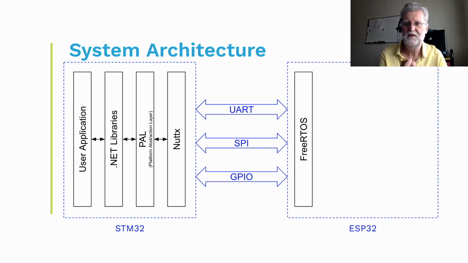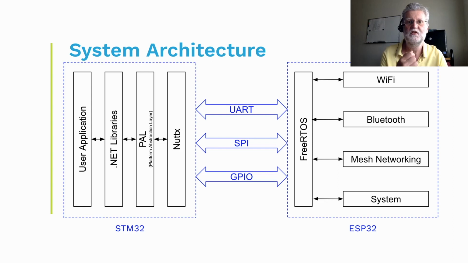So on the ESP32, as mentioned before, we have the FreeRTOS system. This has an application which we have put together, which takes the messages from the SPI channel. It works out which of the system interfaces the message is for. So for instance, a Wi-Fi request or a Bluetooth request. It then dispatches the messages to the appropriate interface.